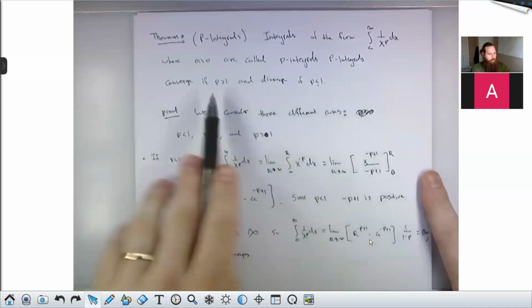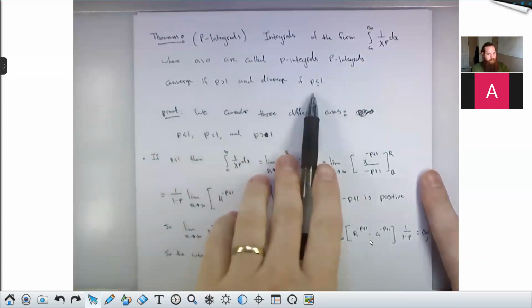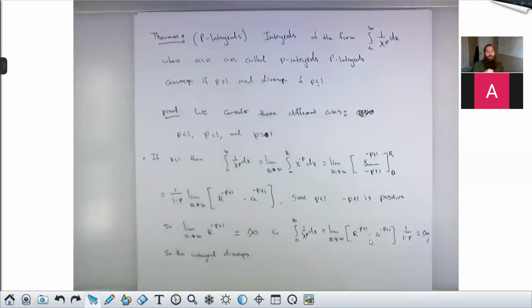And we were expecting that because that's what the theorem said. It said that the integral would converge if p is bigger than 1 and diverge if p is less than or equal to 1. And what we've just shown is that if p is strictly less than 1, the integral diverges.